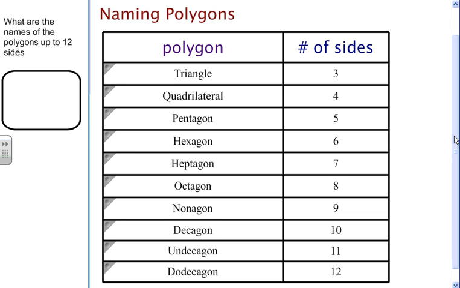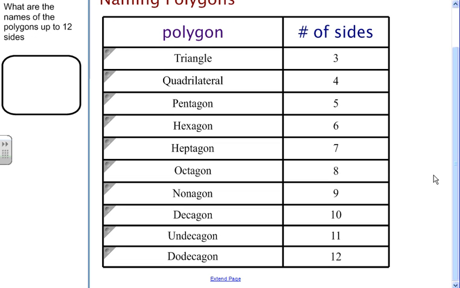After 12 sides, we stop naming them and we just call it an n-gon. For example, if something had 15 sides, I'd call it a 15-gon.